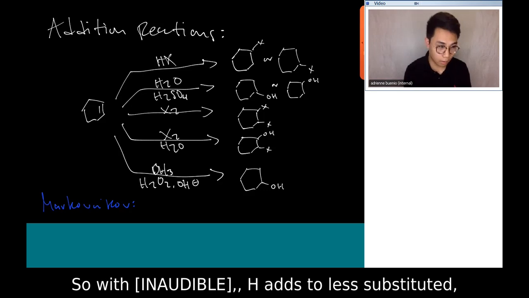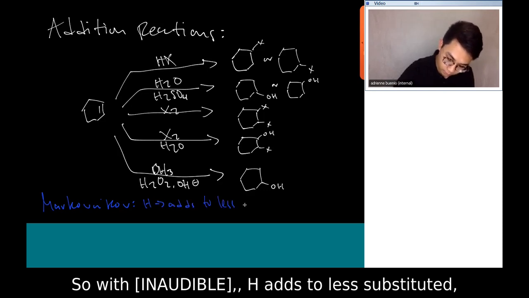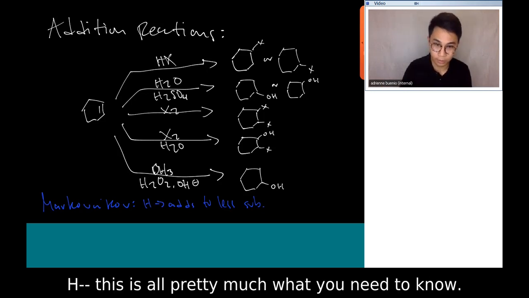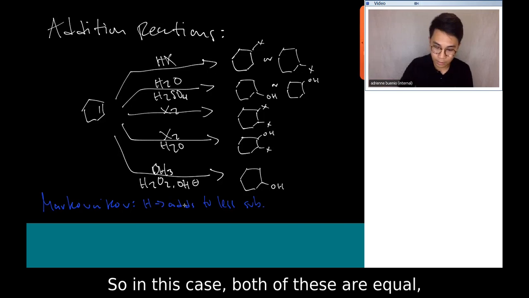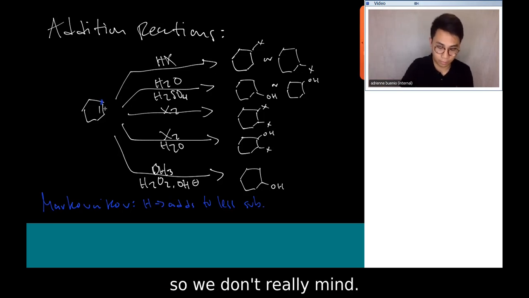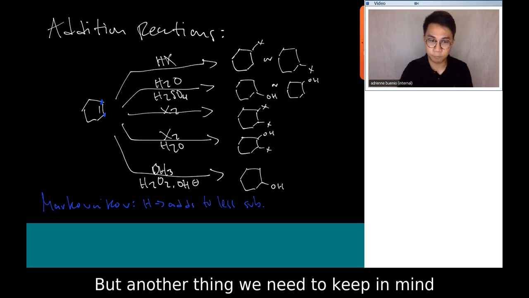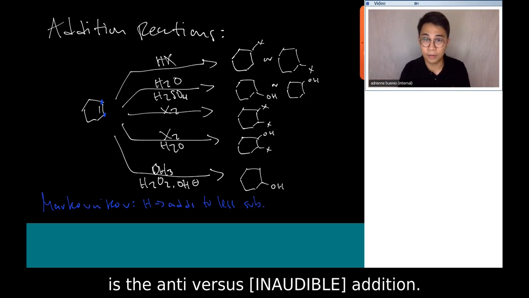So with Markovnikov, H adds to the less substituted, while the halogen or whatever goes to the more substituted, right? So this is important. That's pretty much all you need to know. In this case, both of these are equal, so we don't really mind, right? And we'll do practice with those. But another thing we need to keep in mind is the anti versus syn addition, right?